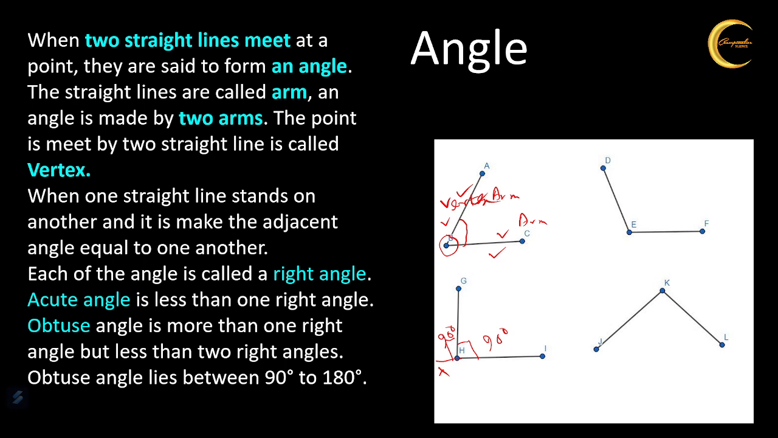Another type of angle here is the acute angle. It is less than 90 degrees. And this angle is called the obtuse angle. And this angle is called the reflex angle. This angle is more than 180 degrees but less than 360 degrees.